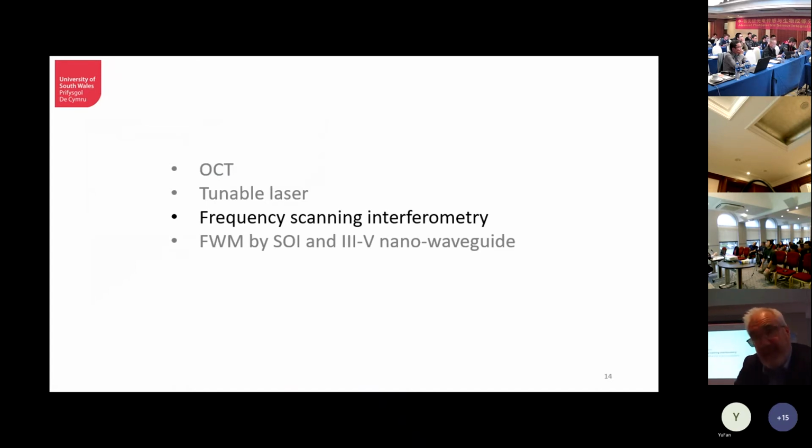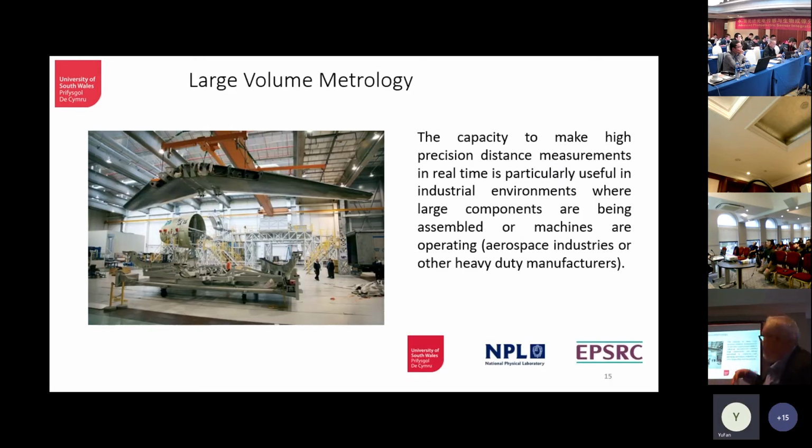Now, I mentioned OCT, which requires ideally narrow line width and fast tuning, because then you can go deeper into tissue, so it opens up new markets. We also want to look at this application here. This is actually in Broughton in North Wales. And you can see you've got the wings and you've got the fuselage.